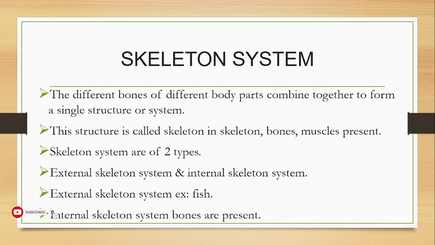One more example, crab. We can see shells on a crab. So that is the external skeleton system of a crab. So those are the examples of an external skeleton system: in fish we can see scales, in birds we can see feathers, and in crab we can see shells.